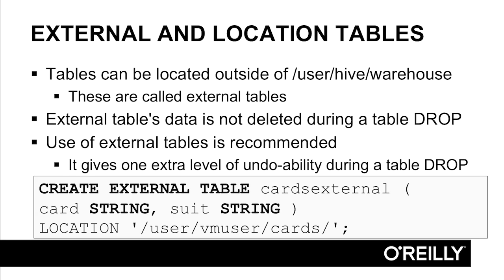And this is quite helpful. It adds an extra layer of security, of having to have somebody manually delete those files in order to lose data. So in general, the use of external tables is highly recommended because it gives that extra level of undoability. In order to create an external table, what we do is create external table, and then we give the table name, then we give all the columns and names and types there, then we specify the location. And once again, that location is in HDFS.